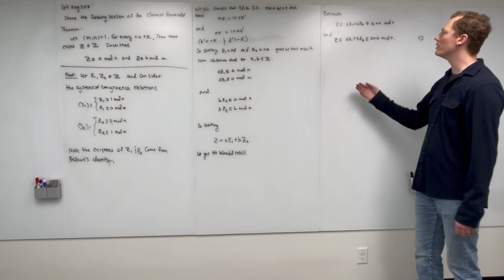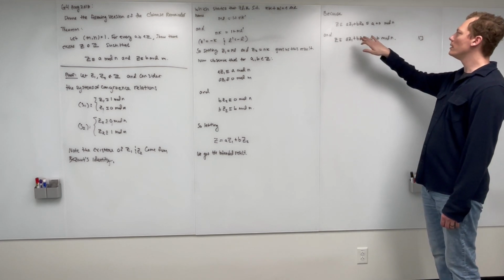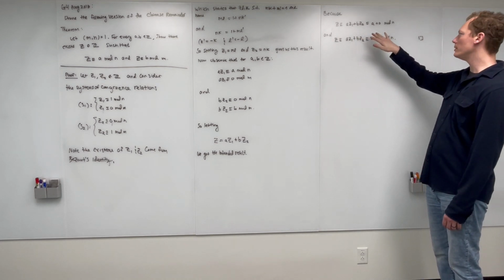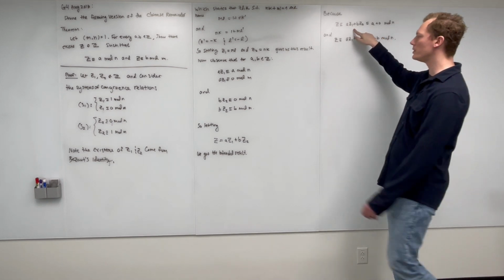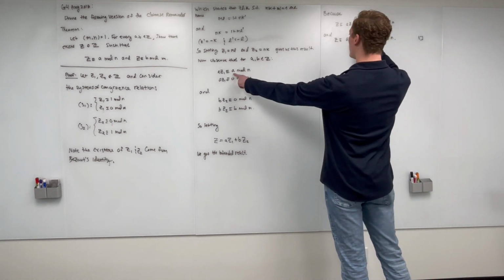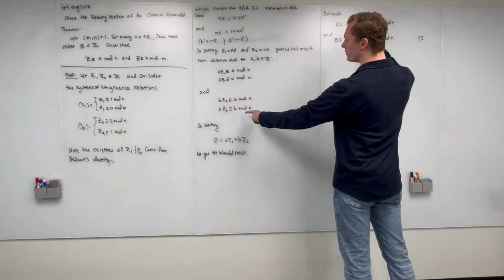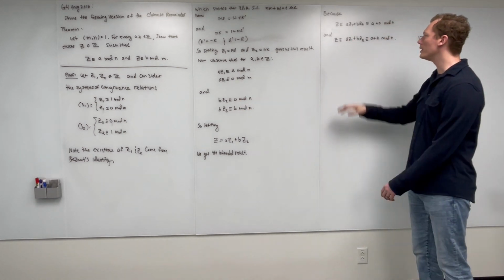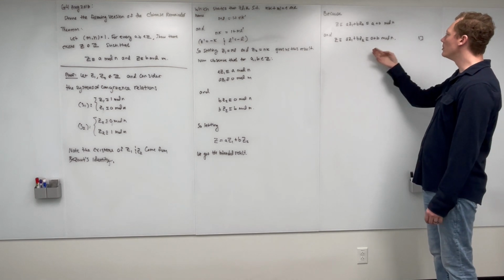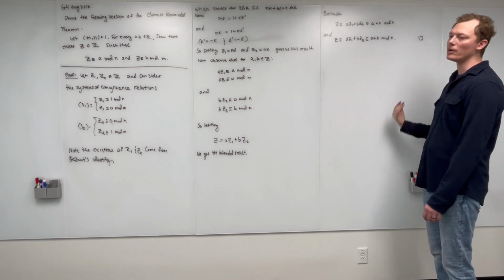So then we just let z be a times z1 plus b times z2, and we get the intended result, because z is equivalent to a times z1 plus b times z2, which is equivalent to a plus 0 mod n, because a times z1 is a mod n, and b times z2 is 0 mod n. And similarly, z is equivalent to 0 plus b, which is b mod m.